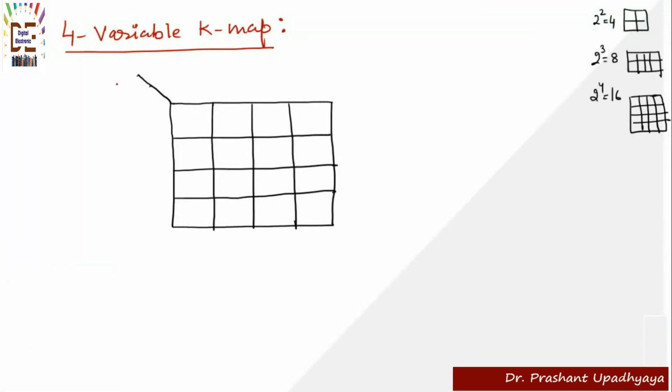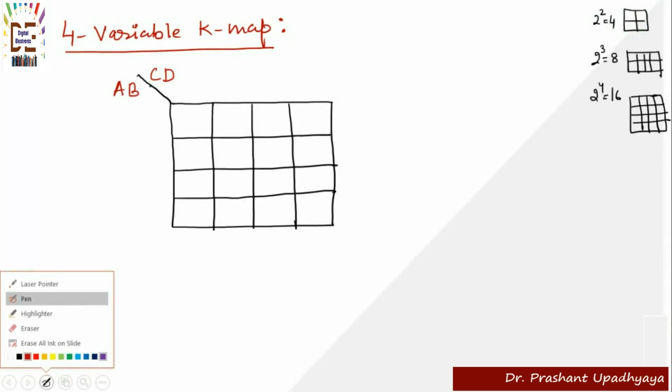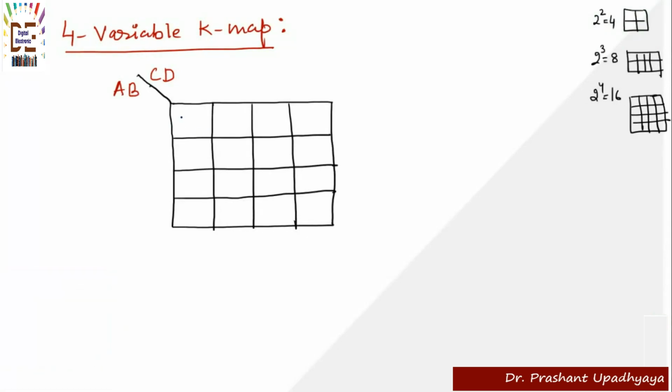Here we write A, B, and here we write C, D. So how will the numbering start? The numbering will start in the same way as the K-map for 3 variables. The numbering for the 3 variable K-map was like this. I will write it in terms of M0, 1, 2, 3, 4, 5, 6, 7. This was the numbering you have done.